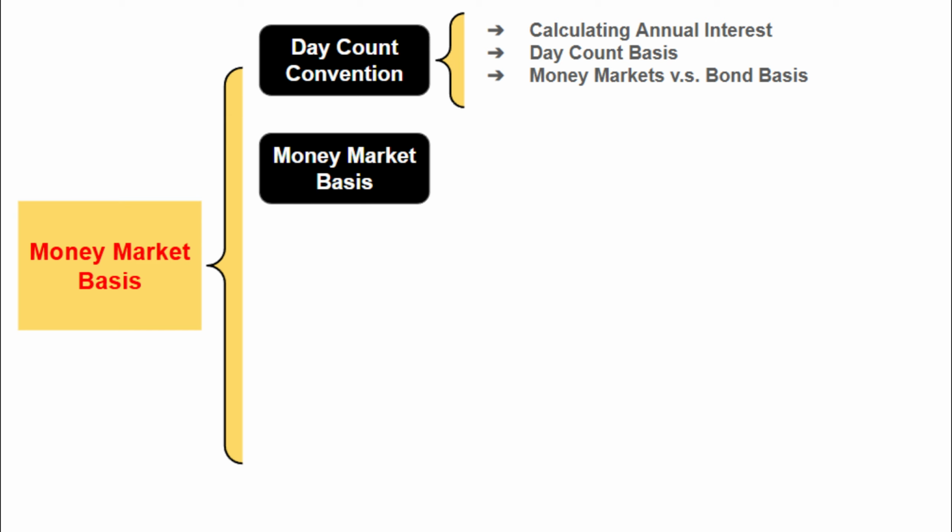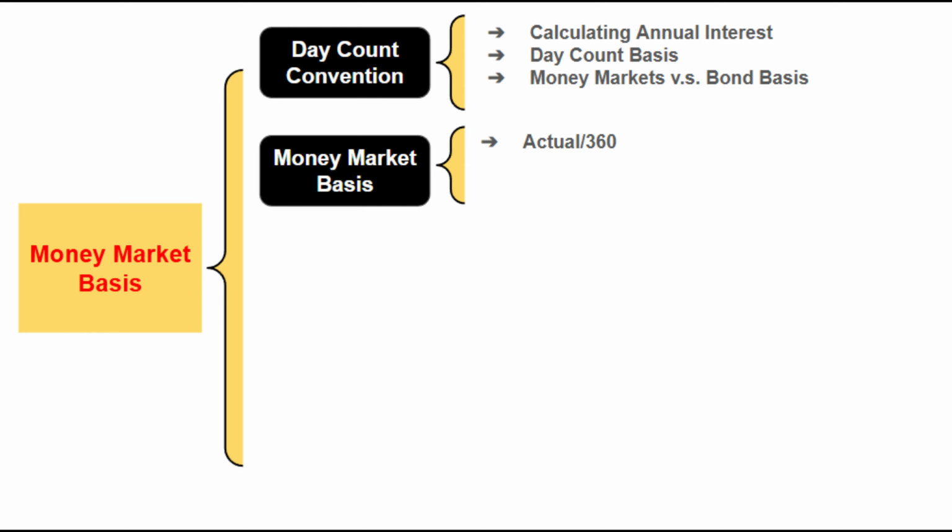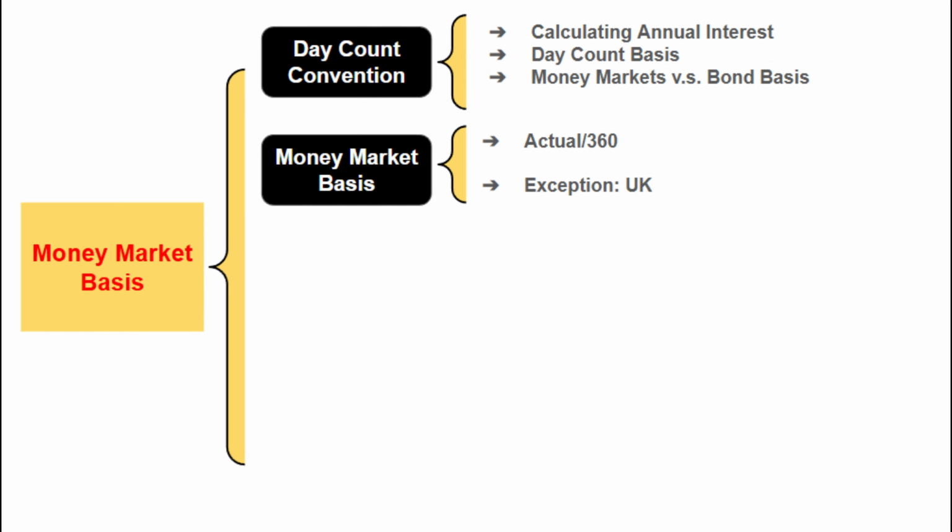Money market basis uses a day count fraction equal to the actual number of days of the investment period divided by 360. A key exception is the UK and also several other Commonwealth countries, where the denominator is either 365 or the actual number of days in the year. So the latter could be either 365 or 366, depending on whether it is a leap year or not. So money market basis is also called actual over 360 basis.